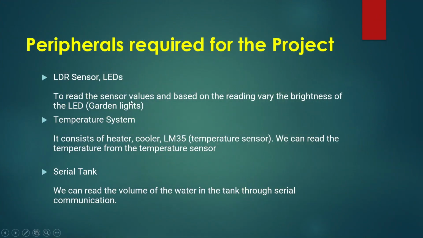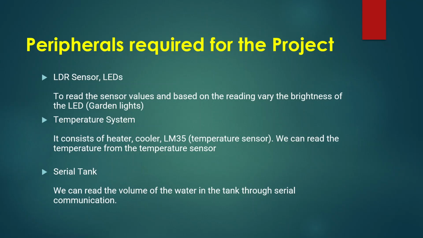The peripherals required for this project are the LDR sensor and LEDs, which are used for the garden light automation. The LDR senses based upon the light intensity on it. When we place an LED on this LDR sensor, the resistance increases and the lights turn off. This is used for nighttime and daytime lighting.